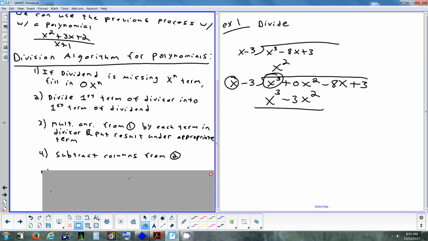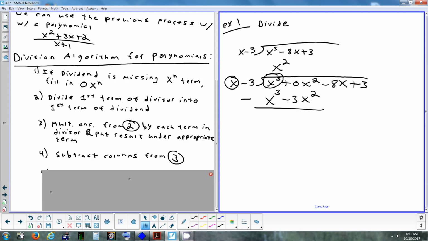Now you're going to subtract the columns that we just created. Actually, I think my step number is off a little bit. That's step 3, and the one above it, multiply your answer from step 2, that's actually step 2. All right, so now let's subtract those columns. What I like to do is put a minus sign and put that in parentheses to remember you're subtracting the whole thing. Okay, Leo, what's x cubed minus x cubed?